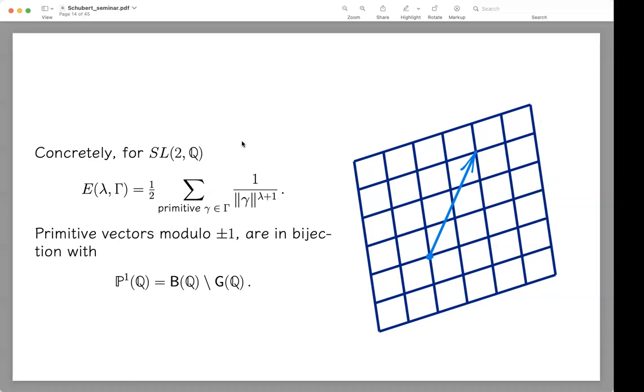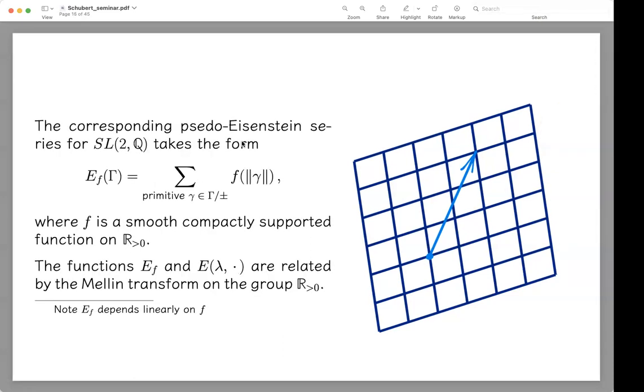And this is called the Eisenstein series. And then what's called pseudo-Eisenstein series is, imagine you have the same sum, but now you took a smooth compactly supported function on positive reals, and instead of summing the norm to some power, you sum the value of this function on the norm. You get some object which now depends linearly on f. And the relation between what we have on this slide and what we had on the previous slide is just the Mellin transform on the group R plus, the multiplicative group of positive real numbers.